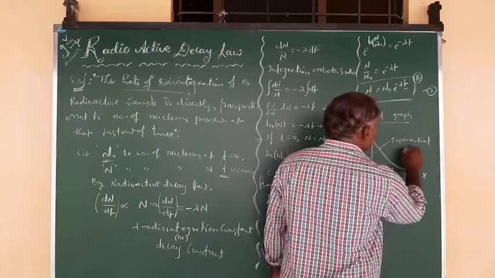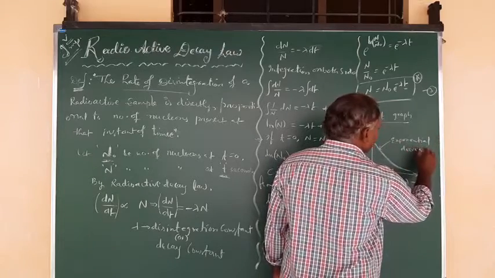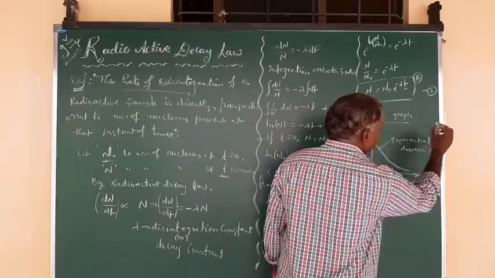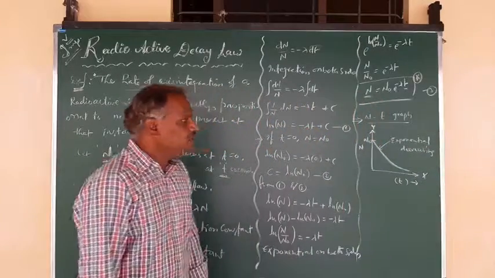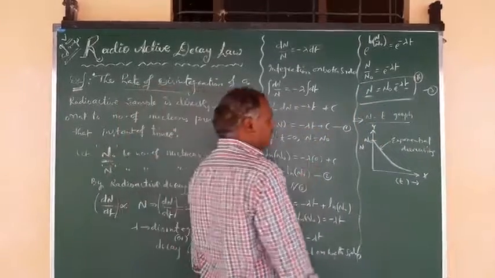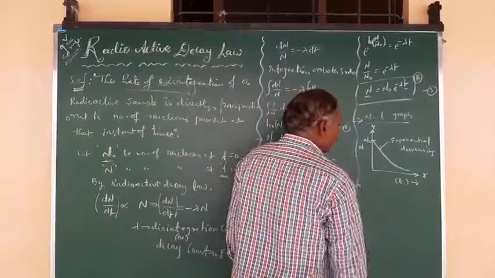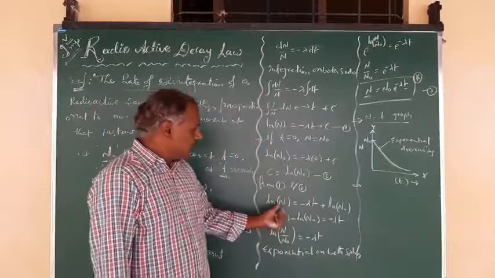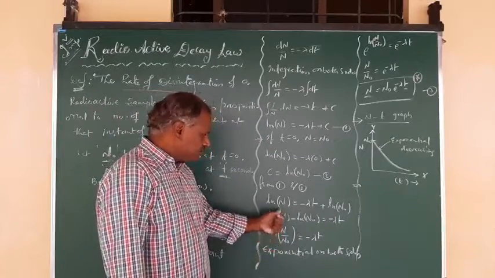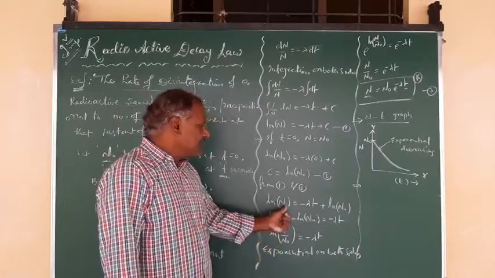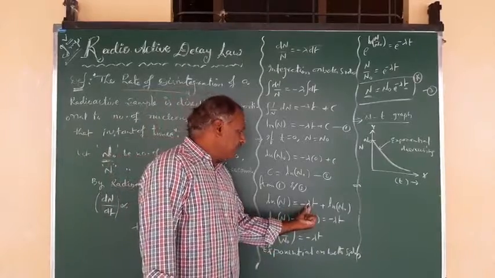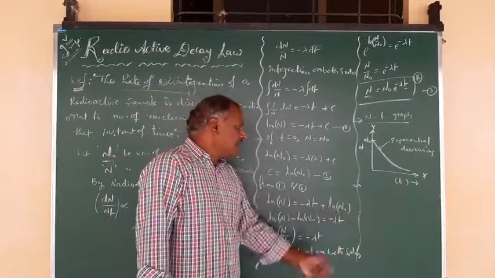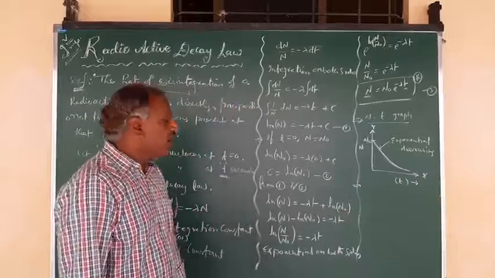Exponential decrease. That is what you get from this graph. If you observe this graph itself, that is where you can see this equation: ln n is equal to ln n naught minus lambda t. We have this equation, right?